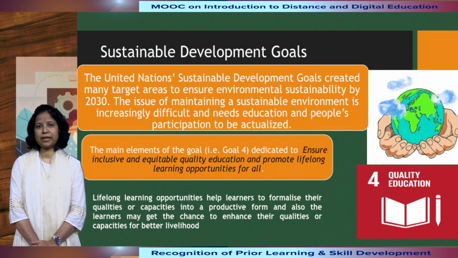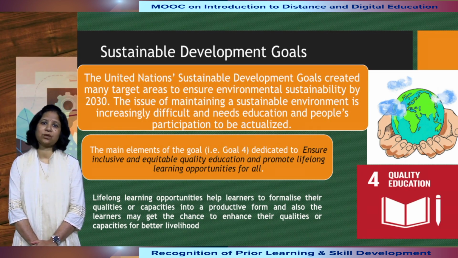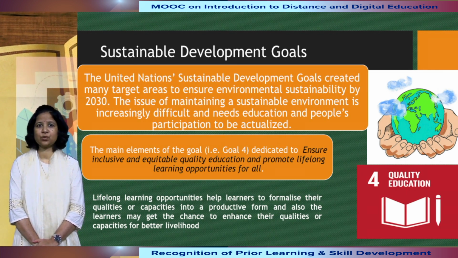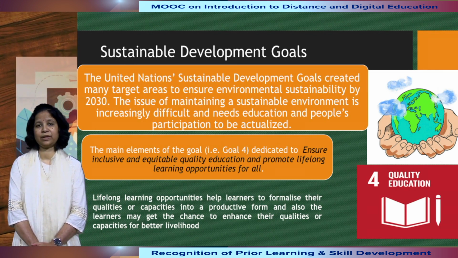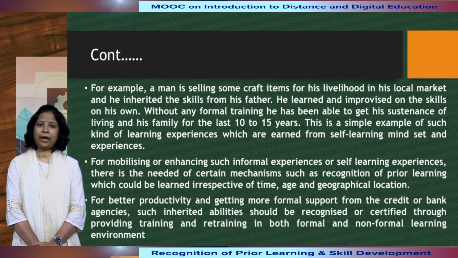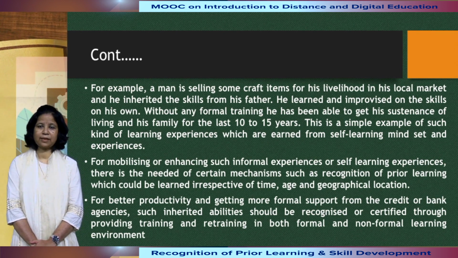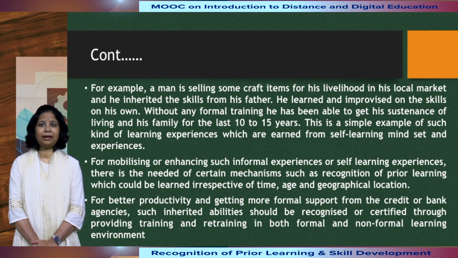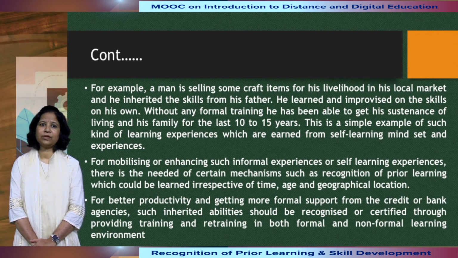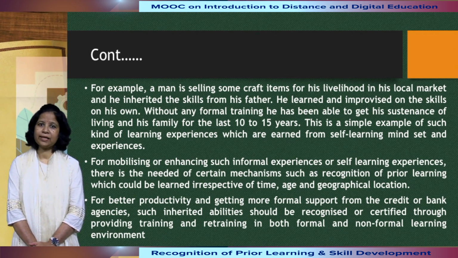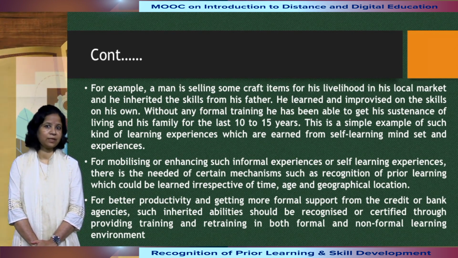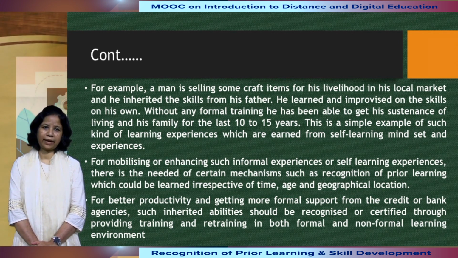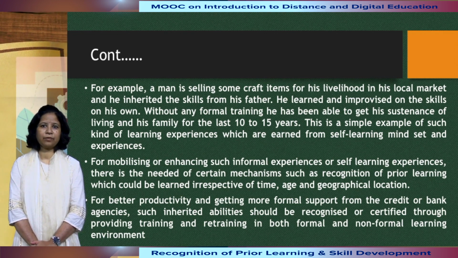Lifelong learning opportunities help learners to formalize their qualities or capacities into a productive form, or the learners may get the chance to enhance their qualities or capabilities for better livelihood. For example, a man is selling some craft items for his livelihood in his local market, and he inherited the skills from his father. He learned and improvised on the skill on his own. Without any formal training, he has been able to earn a living for himself and his family for the last 10 to 15 years. This is a simple example of such kind of learning experiences which are earned from a self-learning mindset and experiences.